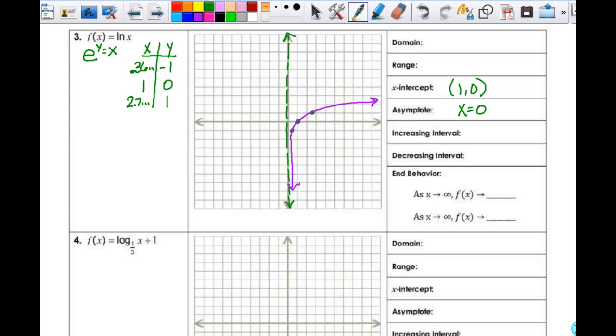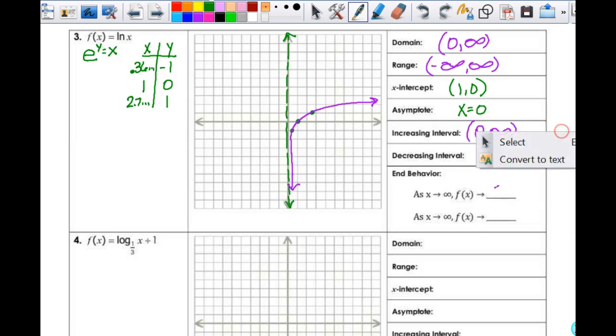Okay. So domain, no transformations, so it's going to be 0 to infinity every time. Range, -infinity to infinity. Increasing, 0 to infinity, not decreasing at all. As x approaches infinity, f of x approaches what? Infinity. And then as x approaches -infinity, or really 0, because that's as far as we can get, it approaches what? -infinity. Okay. Everybody good with that? So we can totally graph the parent functions, yes?